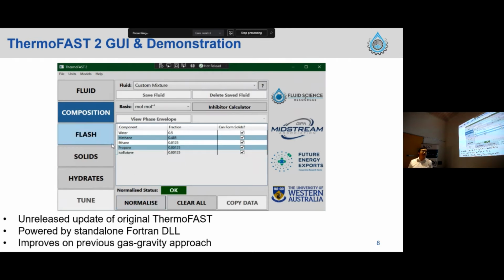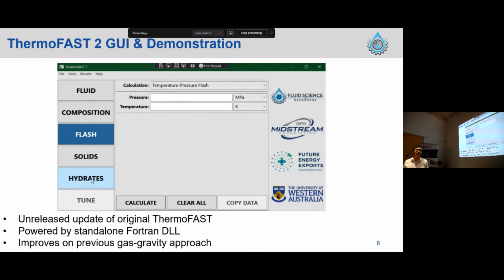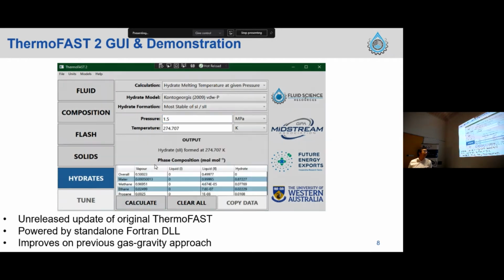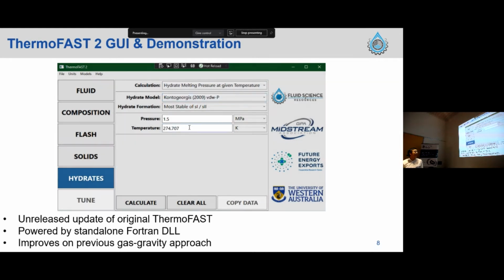An advantage of ThermoFAST 2 is that it's powered by a standalone Fortran DLL, which means that in the future we can access what the calculation is doing in this graphical user interface from Excel or MATLAB or any other software program. Here, this is a calculation at fixed pressure. Now we can also do a calculation at fixed temperature.